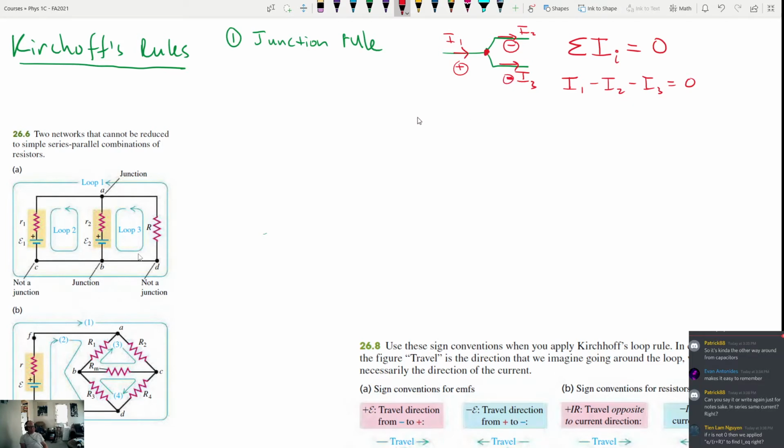It's pretty simple. Anyone have any questions? That's the first Kirchoff rule. There's only one more. It's called the loop rule, or the Kirchoff voltage rule.